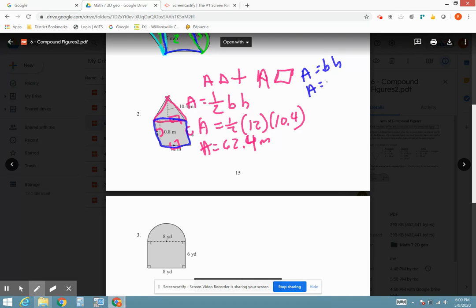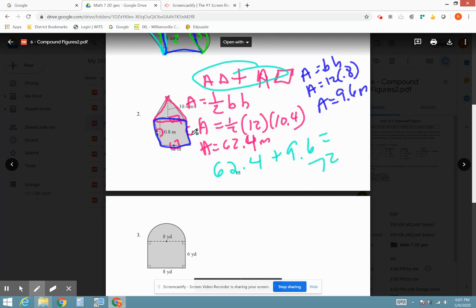Okay, now I have to do the parallelogram, whose area is base times height. The base of the parallelogram is 12, the height is 0.8. So 12 times 0.8 is 9.6 meters. So now I refer to my plan, which was to add them up. So the area of the triangle plus the area of the parallelogram, 62.4 plus 9.6, I get 72 meters squared. Ooh, look at me. I forgot all my squareds on there.